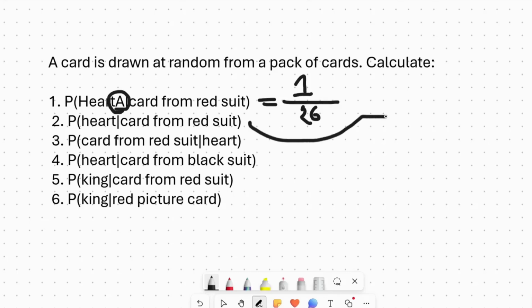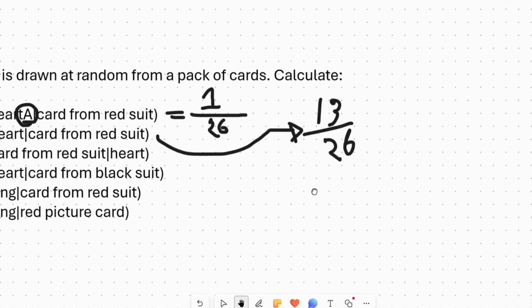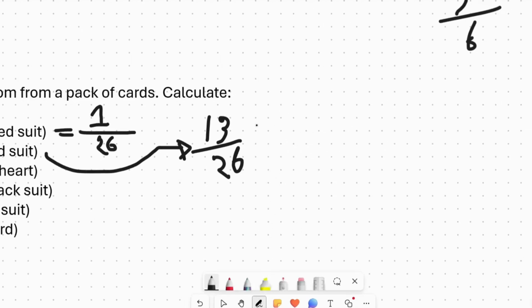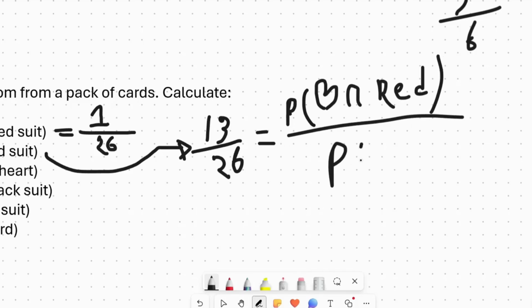Now find this one. The card must be heart, so it is 13 cards from the red suit. So 13 by 26. We use the previous formula. If I break this down so that you can understand, we basically do the same thing: probability of heart intersection red, and the probability of red. We use this one.